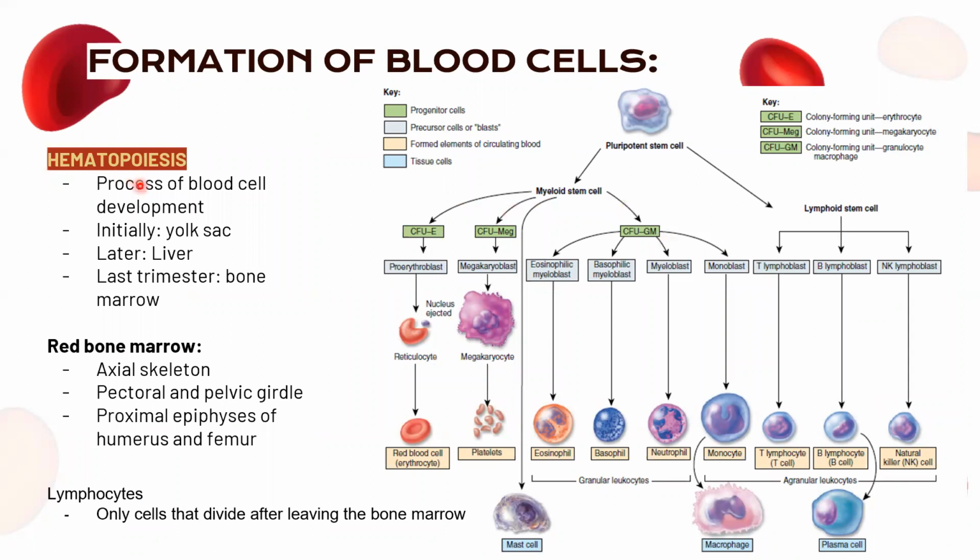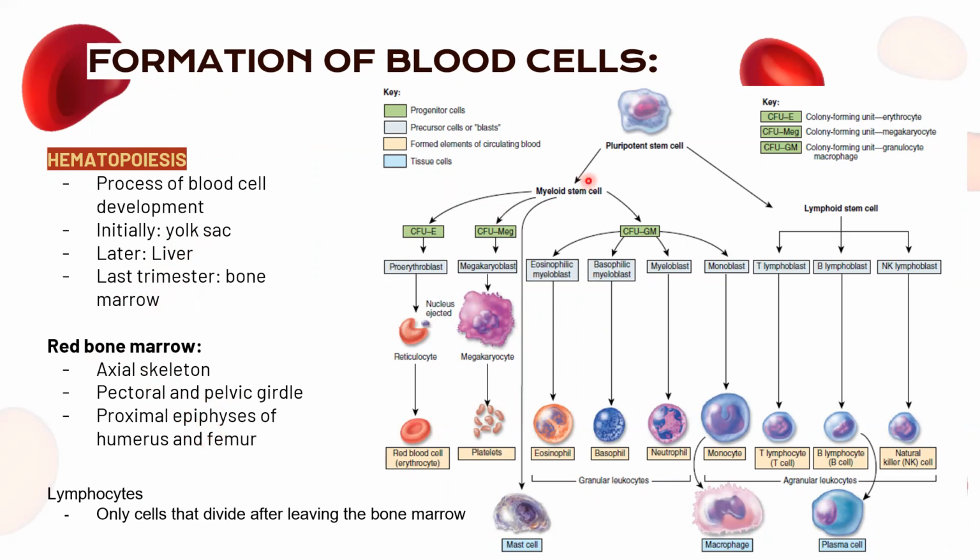Hematopoiesis refers to the process of blood cell development. Initially, it starts at the yolk sac in the embryo, then later in the liver of the embryo, and then in the last trimester, the 7th, 8th, and 9th month of gestation, hematopoiesis happens in the bone marrow. You could find red bone marrow in the axial skeleton, pectoral and pelvic girdle, and proximal epiphysis of the humerus and femur.